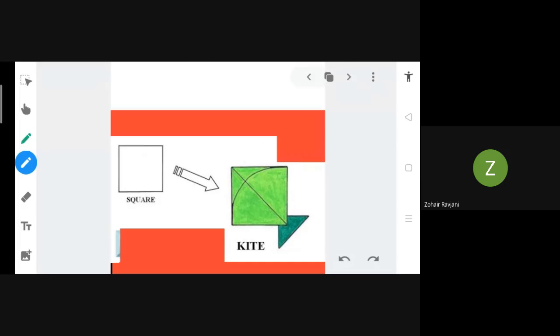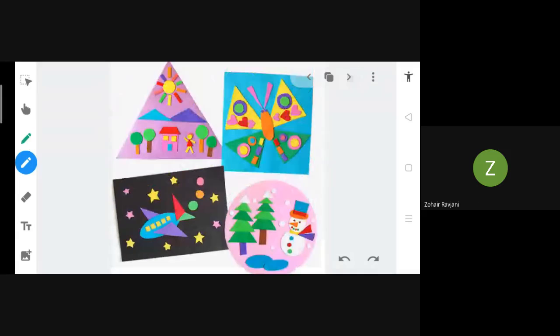Ma'am, can you show the activity which you showed first? I'm showing. You can see these pictures. In this also they have used oval, then circle, then triangle. You can see how they have made the Christmas tree. That was drawing, and this one they have made using coloring paper. In coloring paper, they have drawn and cut, and then stuck. So this way you can cut and stick using coloring paper.